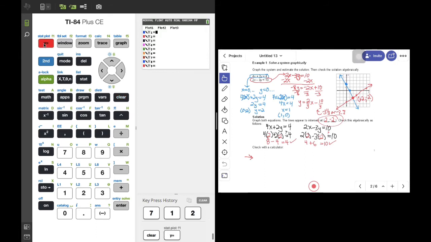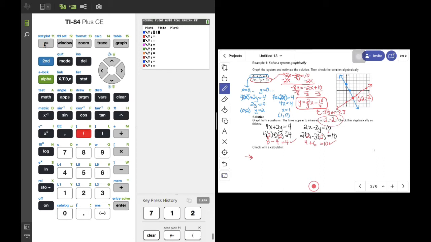Okay, notice that I'm going to go ahead and press the y equals button because I want to enter the two equations of the two lines. Now, what you'll notice is that one of our equations is already in y equals form, right? So we already have one that's in y equals form. And that's that y equals 2/3 x minus 10/3. So let's go ahead and enter that one.